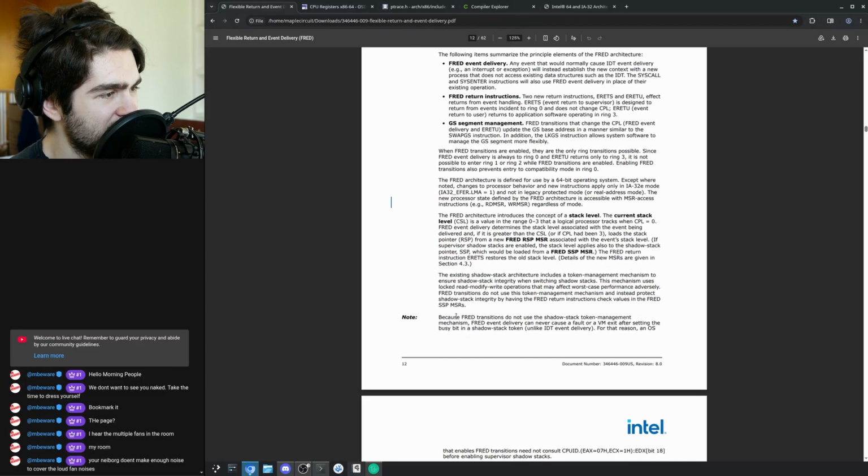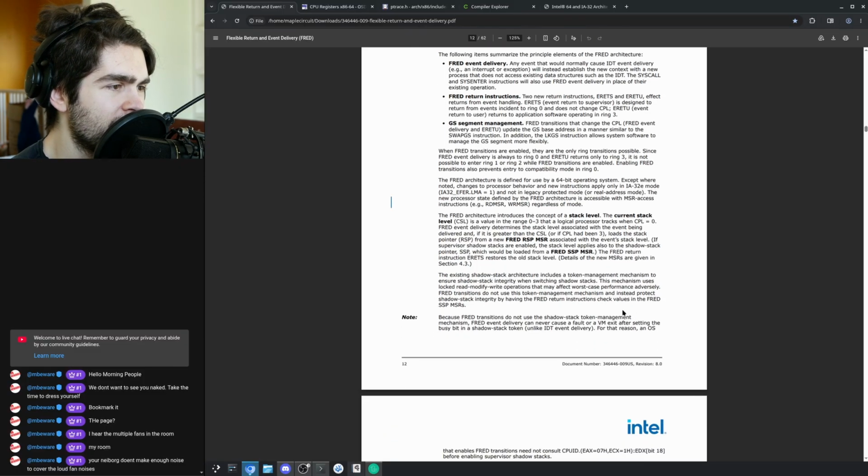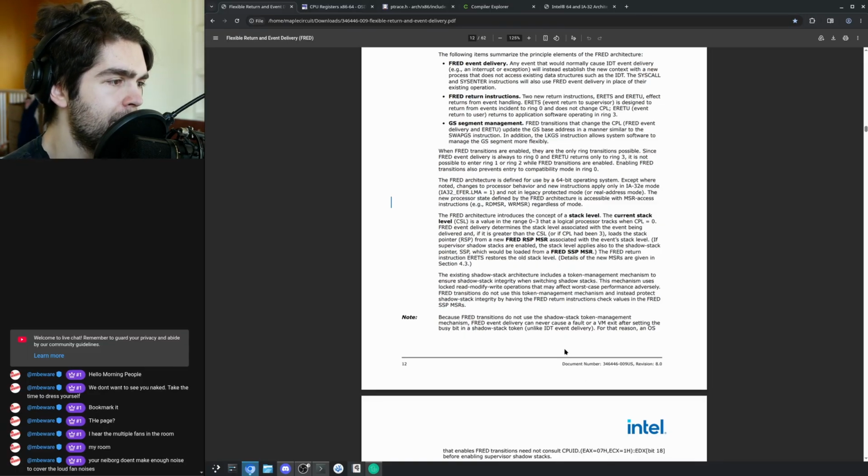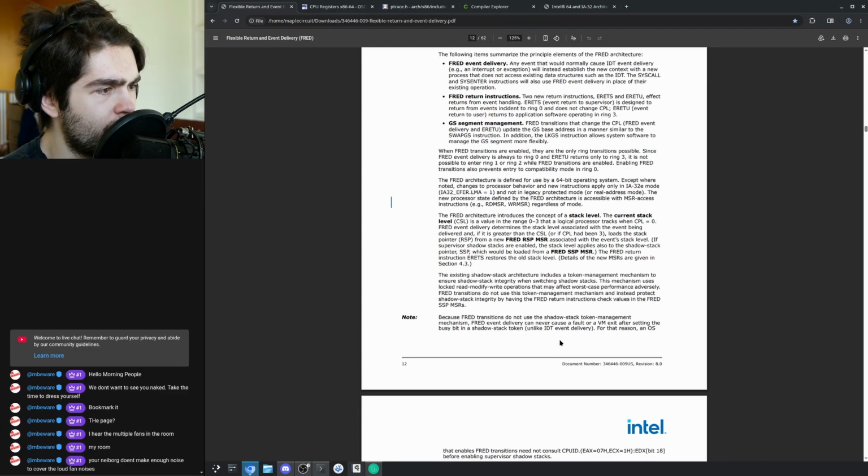Okay. The existing shadow stack architecture includes a token management mechanism to ensure shadow stack integrity when switching shadow stacks. This mechanism uses locked read-modify-write operations that may affect worst case performance adversely. Thread transitions do not use this token management mechanism and instead protect shadow stack integrity by having the thread return instruction check the value in the thread SSP MSR.